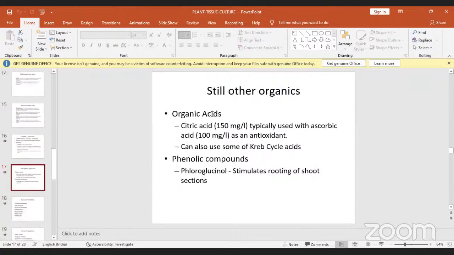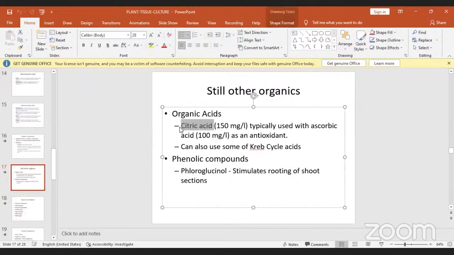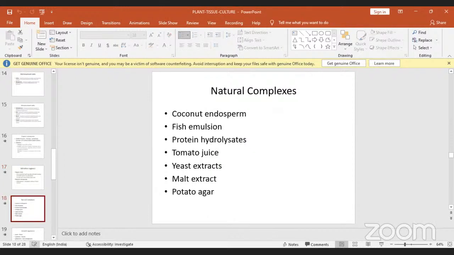Next, some other organic acids. Citric acid, 150 milligrams per liter, is typically used with ascorbic acid, 100 grams per liter, as an antioxidant. Can also use Krebs cycle acids and phenolic compounds. Phloroglucinol stimulates the rooting of shoot sections.